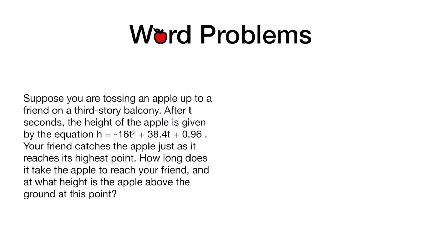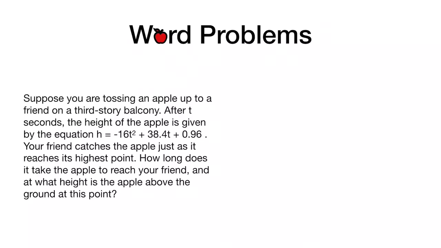Here's an example word problem. Suppose you're tossing an apple up to a friend on a third-story balcony. After t seconds, the height of the apple is given by this equation: h equals -16t squared plus 38.4t plus 0.96. Your friend catches the apple just as it reaches its highest point. How long does it take the apple to reach your friend? And at what height is the apple above the ground at this point?